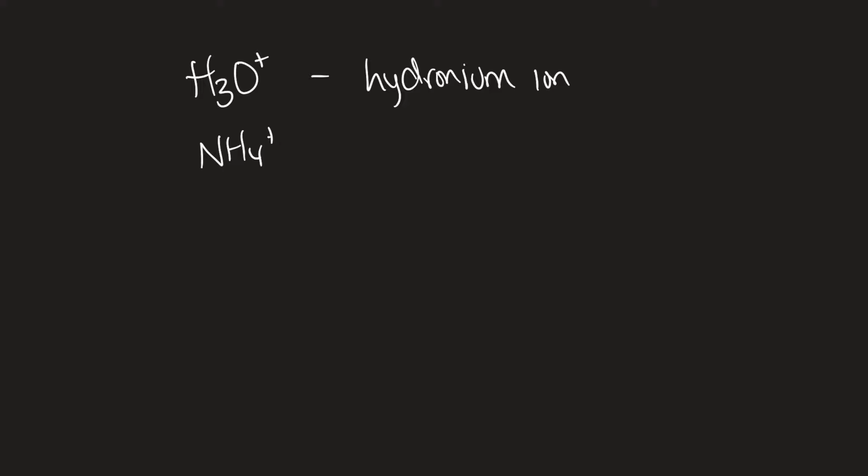First, we have H3O plus. This one is called hydronium, the hydronium ion. Then we have NH4 plus. This is called the ammonium ion. These are the only two polyatomic ions that have a positive charge that we're going to talk about. Most of the polyatomic ions we'll discuss in class have a negative charge. I think these two are somewhat easy to remember.